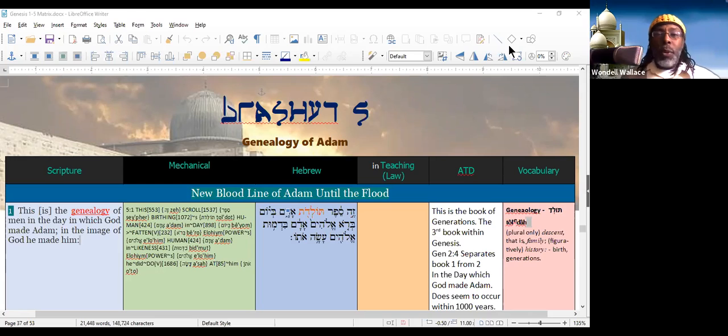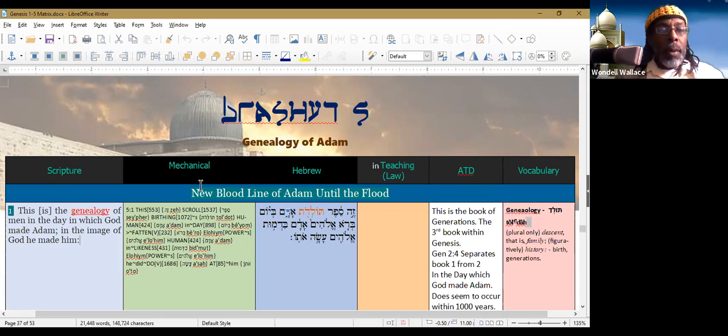All right, so that's where we are. Let me see. I hope this thing isn't in the way. Okay. New bloodline of Adam until the flood. Now, this is the genealogy of men in the day in which God made Adam. In the image of God, he made him.